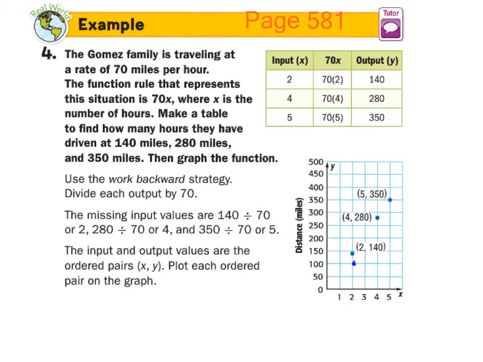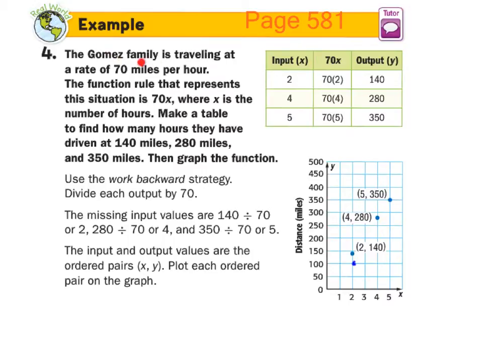So putting it all together, now we're going to add it into a story problem. And we're going to actually be using the work backwards strategy, where they're going to give us the outputs, and we're going to work back to the inputs with the rule here. But now we're going to add an extra step of graphing these points on a graph.